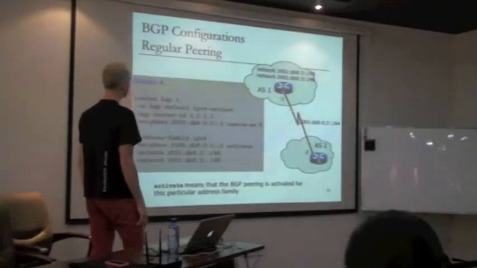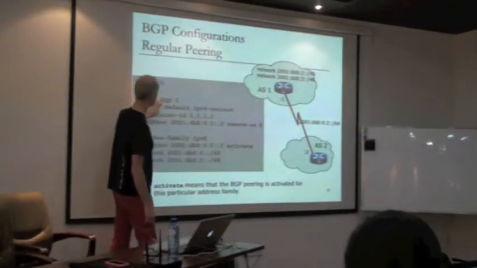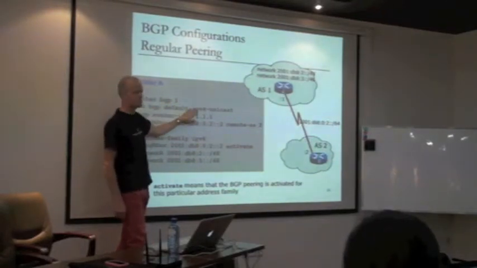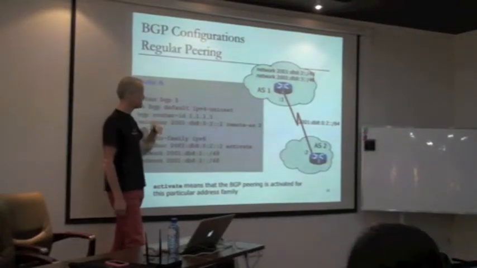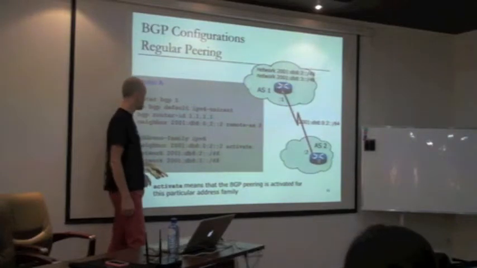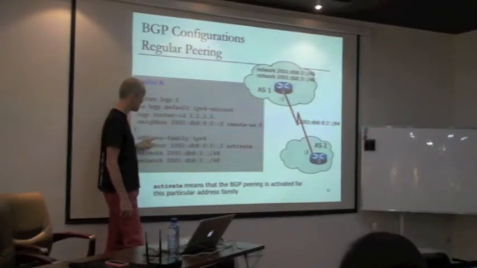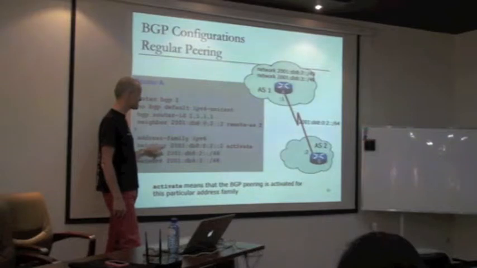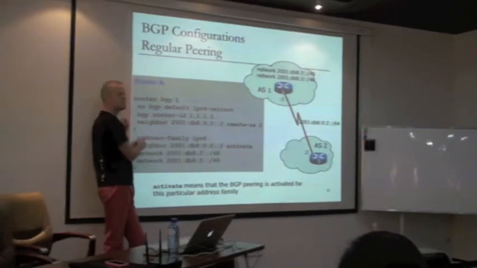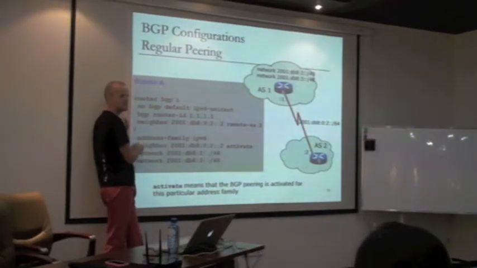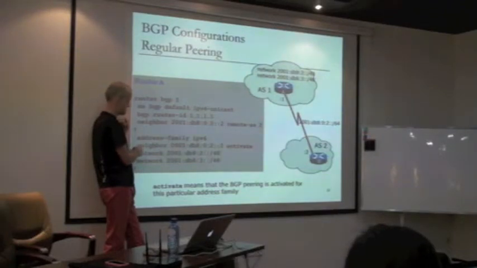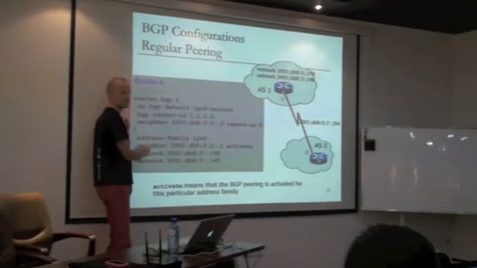So doing the regular peering, right: router BGP 1, no bgp default ipv4-unicast, neighbor, v6 address, remote-as. Here's the address family. We activate this neighbor in the v6 address family. The address family means we're going to send v6 prefixes on this neighbor, and we're going to send these networks on this v6 neighbor.